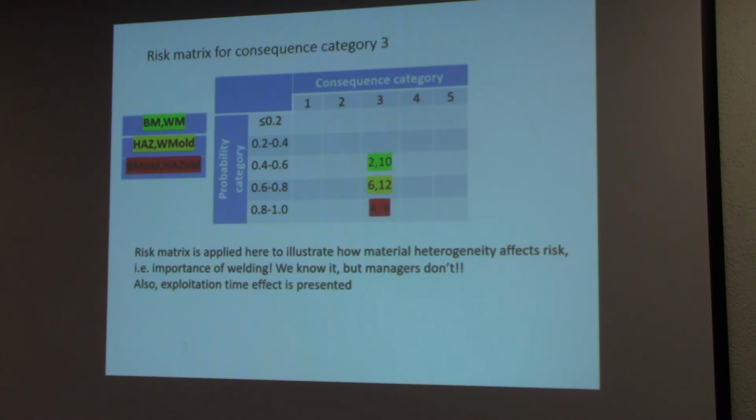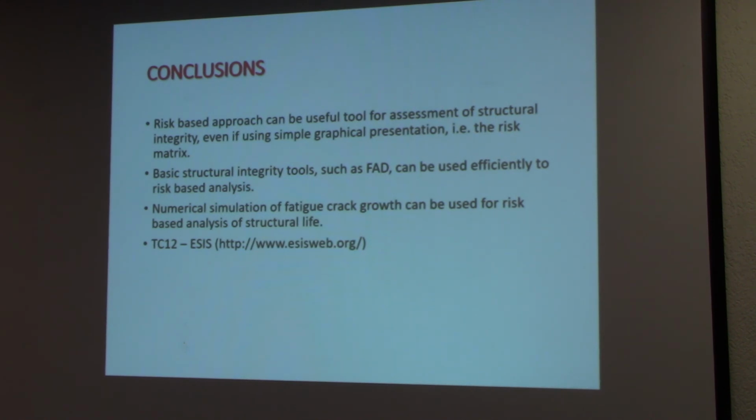Just to note that we engineers, of course, know how material heterogeneity affects risk, but managers do not. So if you tell the manager that the heat affected zone has low fracture toughness because of a long exploitation period, they would just look pale at you and ask what are you talking about? So this is the way to bridge this gap. And that is about also the conclusions.